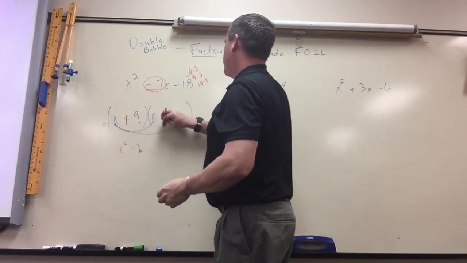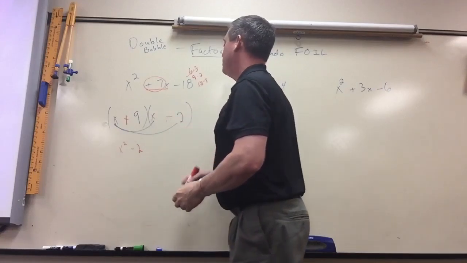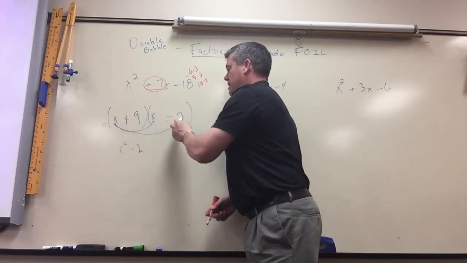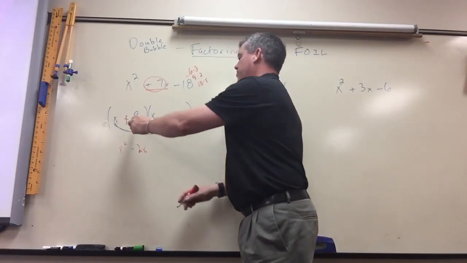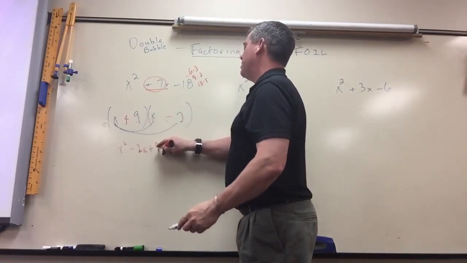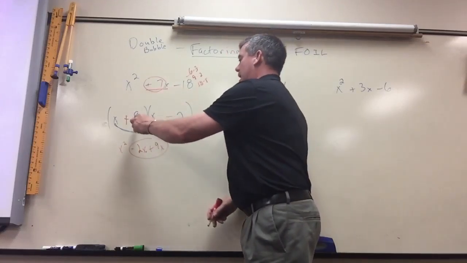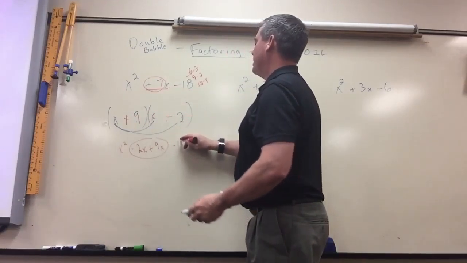So that's why it's got to be positive and negative. Because first times first is x squared. Outside times outside is negative 2x. Inside and inside is positive 9x, which makes the positive 7. And then positive times negative is negative 18.